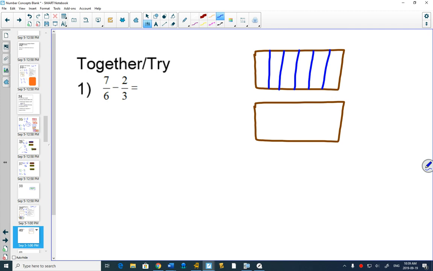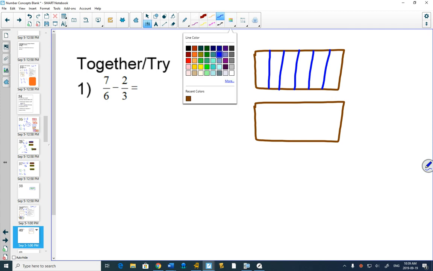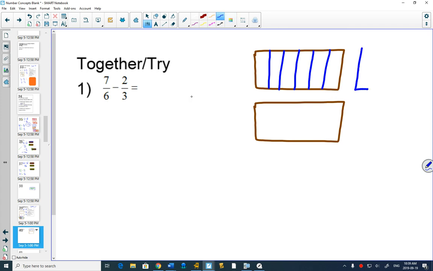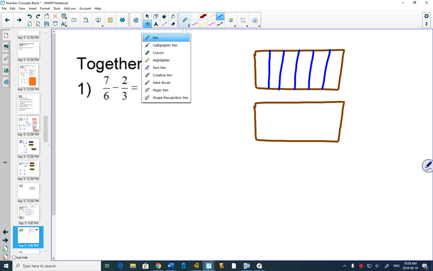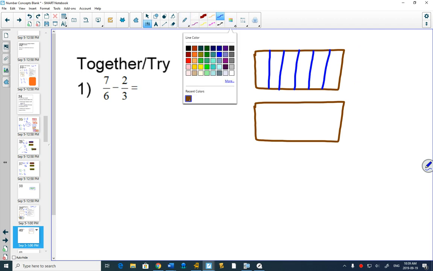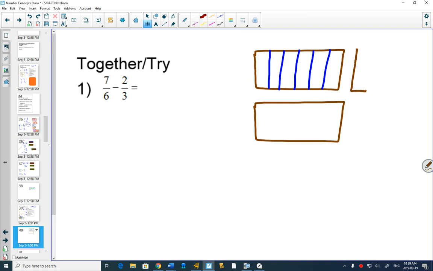But I would have, oops, that's not blue. I want brown for chocolate. There we go. I would have an extra piece. That's 7/6 of a chocolate bar. Minus 2/3. Okay?